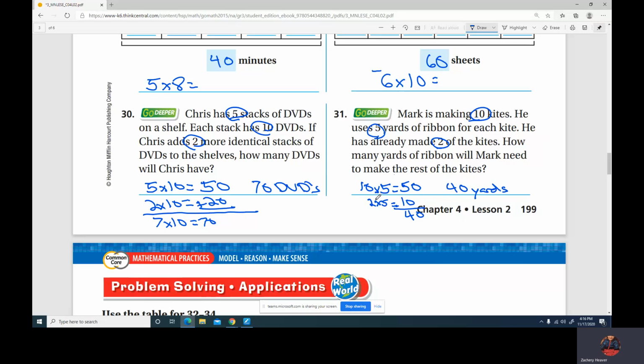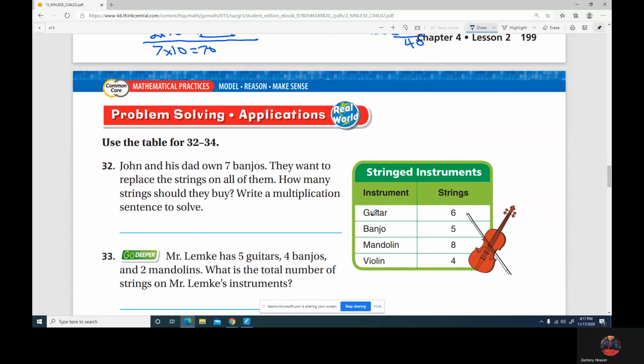You also could have done it like this. Instead of doing 10 times 5 and 2 times 5, you could have said he's making 10 kites, but he's used 2 of them already. So 10 minus 2 is 8. And 8 times 5 will also equal 40. They won't let me write outside the page. Okay. So you could have done either way. I'm just showing the two different equations that you should see.